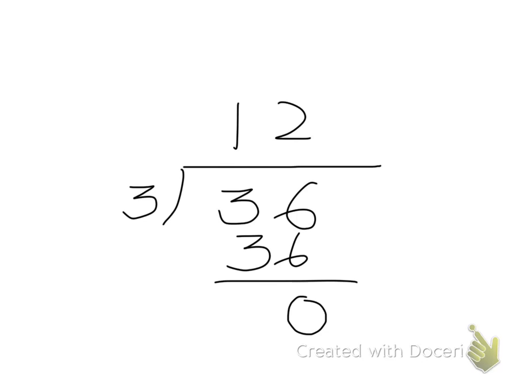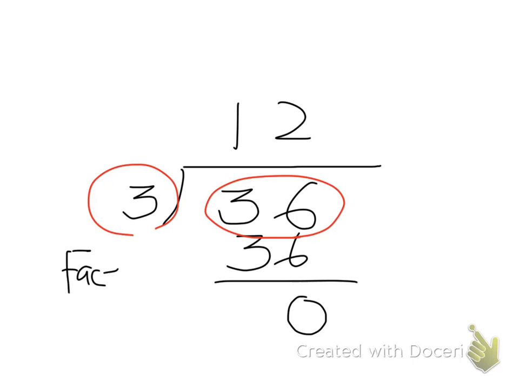Now, when the remainder is 0, what is the relationship between this and this? Multiple. It can be divisible. It is a multiple. Okay, maybe you call it a multiple, but if you say 3, what is another word that you can say about 3 to 36? It is a factor, right? So 3 is a factor of 36.